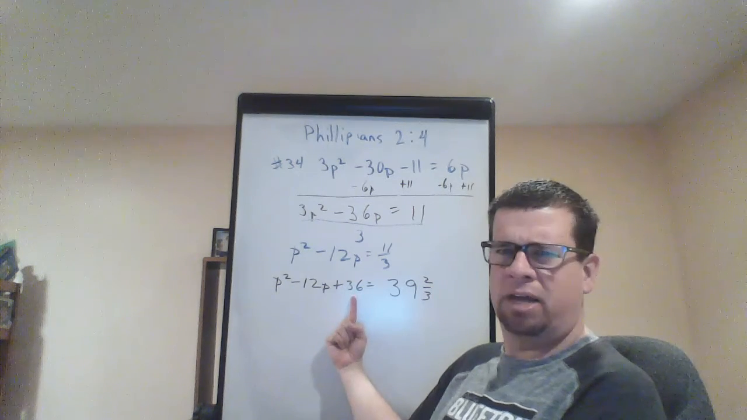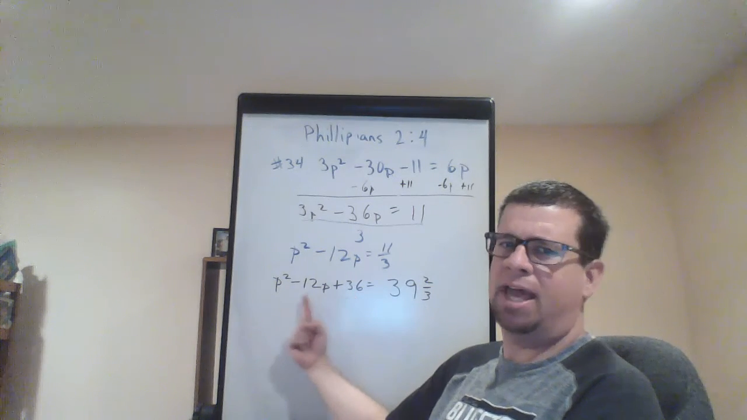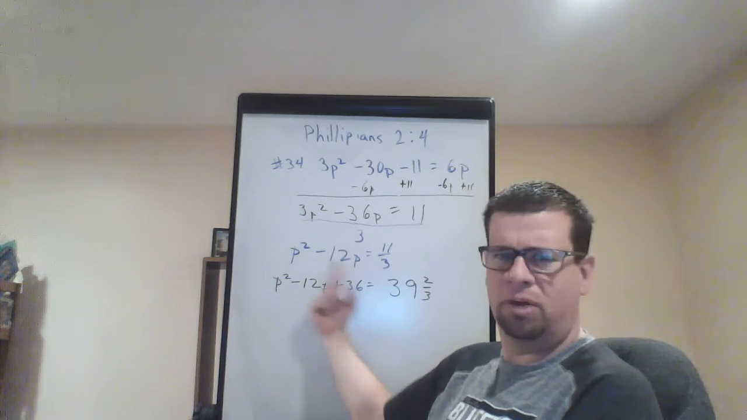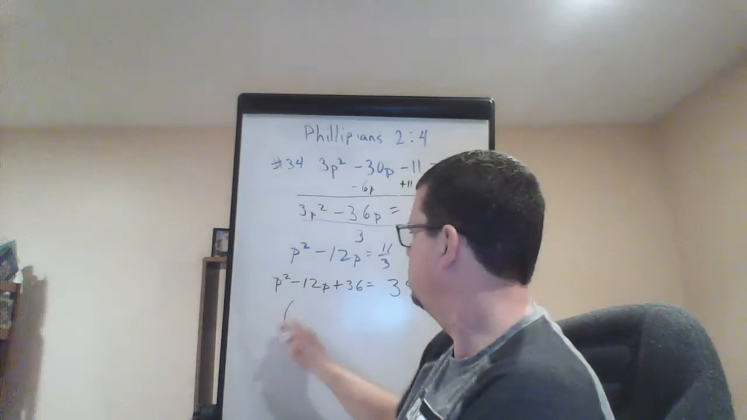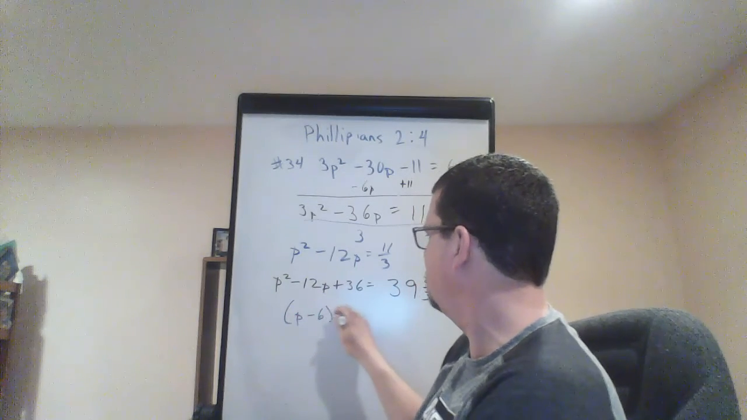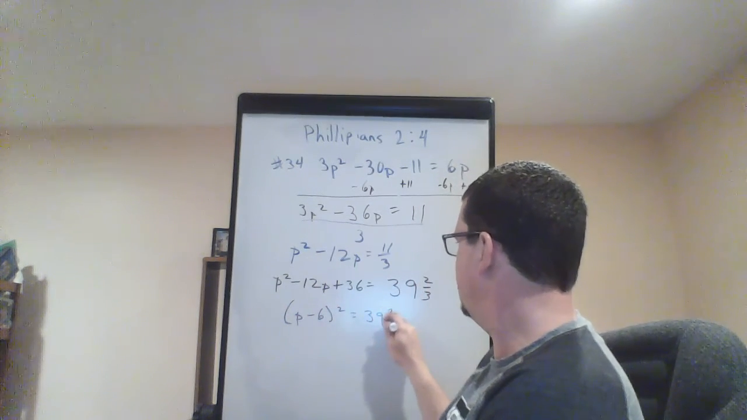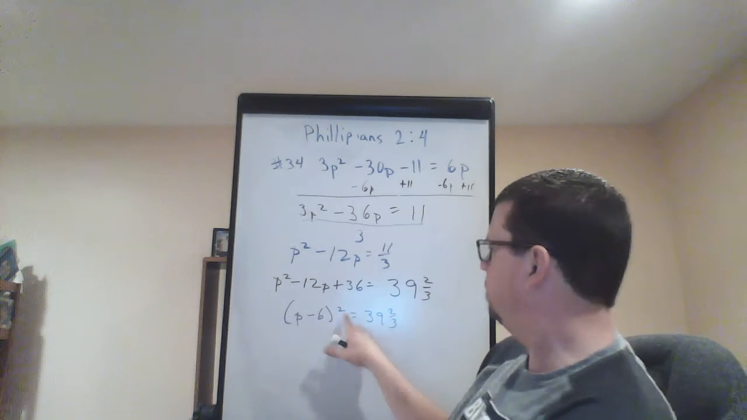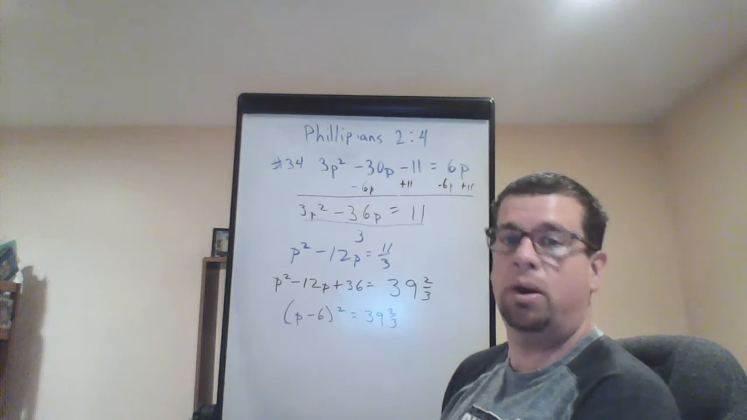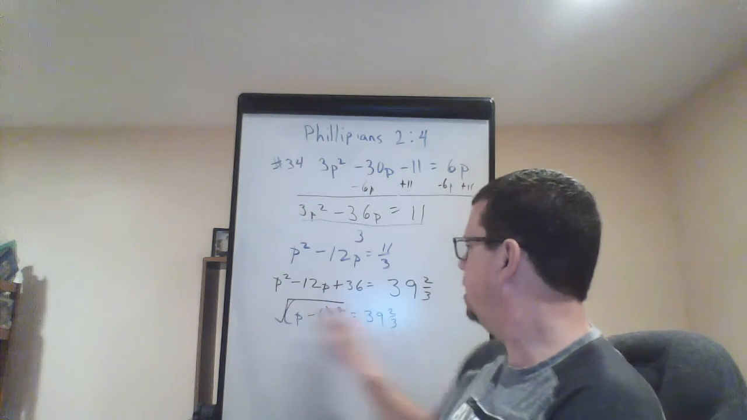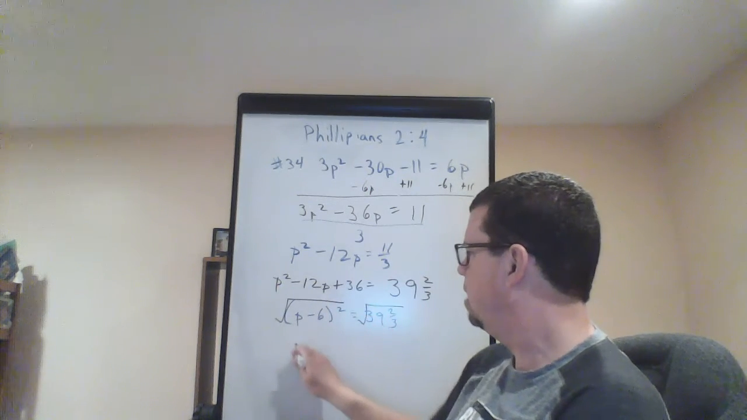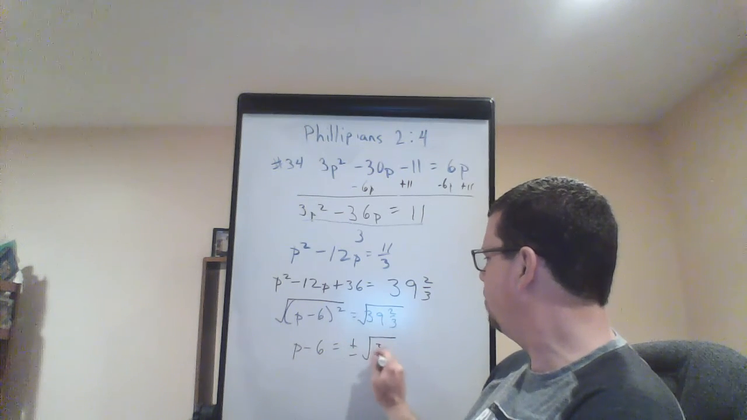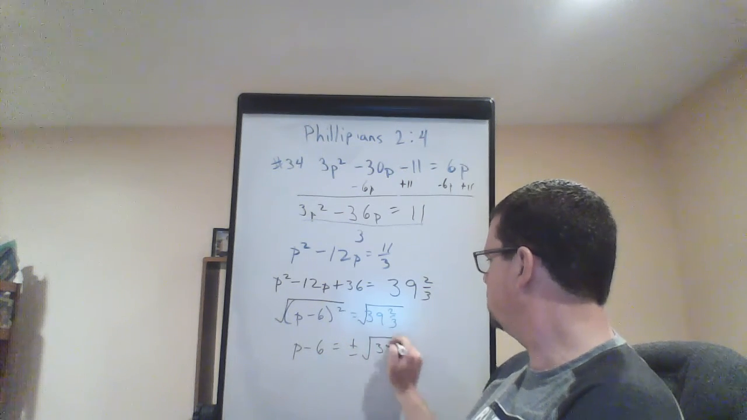Again, two numbers that multiply together to give me 36, but add together to give me negative 12, is 6 and 6. That was that half of 12, the thing we did before we squared it. So this can be factored as p minus 6 squared, and it still equals 39 and 2 thirds. And now I'm ready to start to solve this because I've got my perfect square, so I can use the square root. I can do the opposite and do it to both sides. I take the square root of both sides here. Here I get just p minus 6, and here I'm going to get both the positive and the negative root of 39 and 2 thirds.